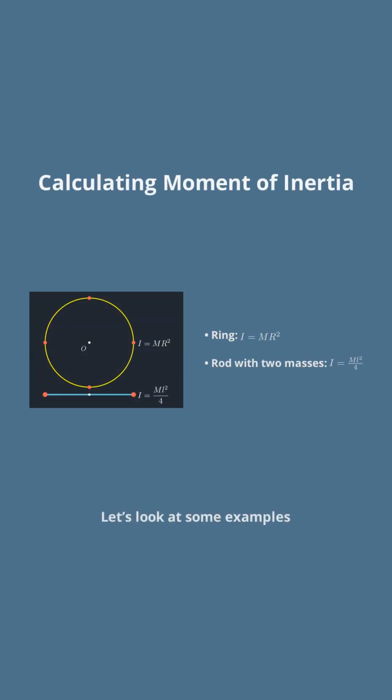Let's look at some examples. For a thin ring of mass m and radius r rotating about its center, all mass is at the same distance from the axis, so I equals mr squared. For a rod of length L with two masses at its ends rotating about its center, I equals mL squared over 4. The moment of inertia increases as mass is distributed farther from the axis, making rotation more difficult.